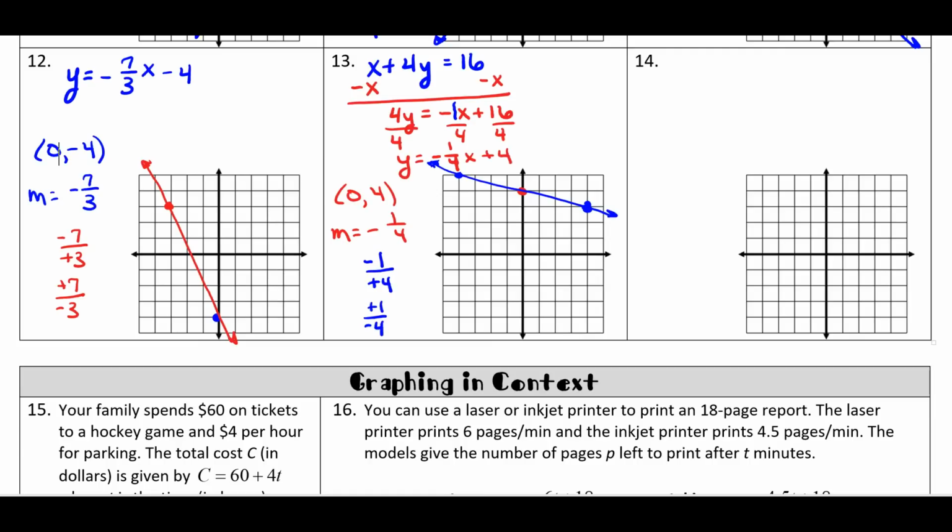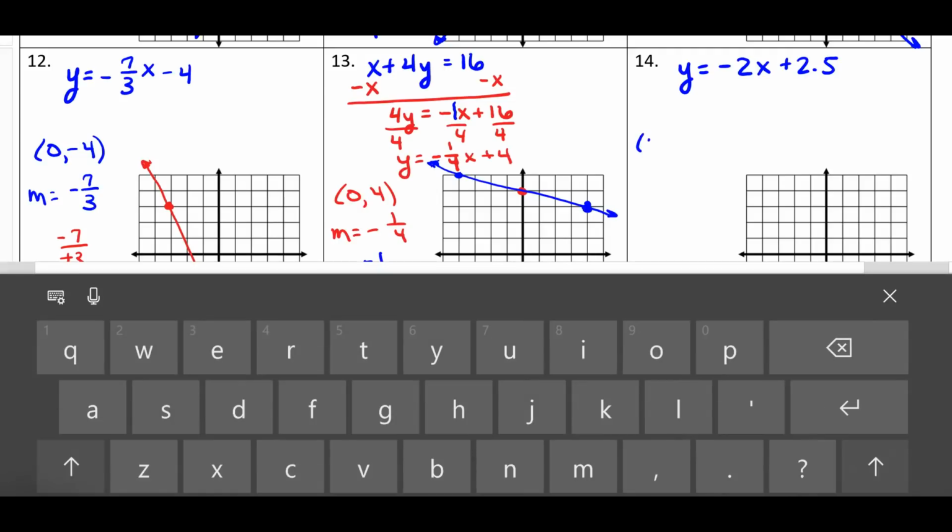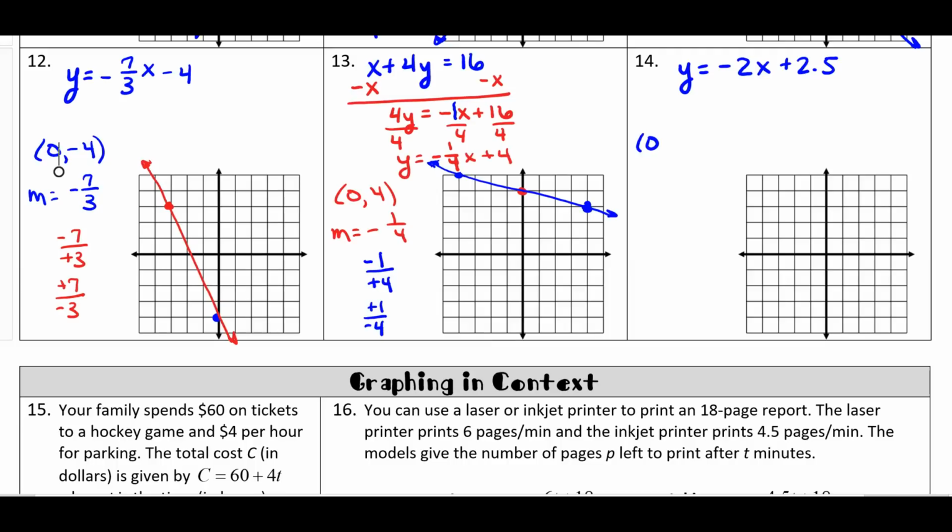Alright, number 14, last one, looks like this. y equals negative 2x plus 2.5. Now, a problem like this is one of the reasons that maybe using slope-intercept form isn't the best. This one might be better for a table, and that's because we have a y-intercept that is a fraction. Now, it's not a terrible fraction, but it's still a little messy. So we're going to go ahead and graph it using slope-intercept form because that's what the directions say to do.